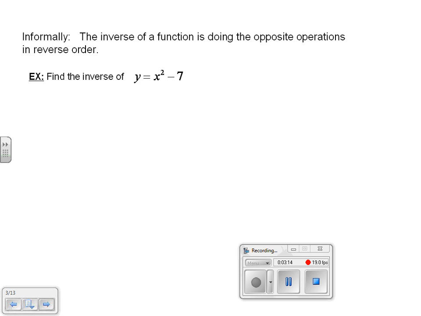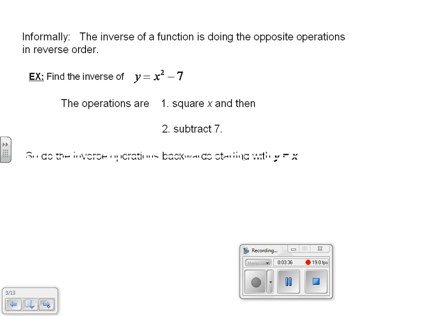When you look at this, if you're going to put a number in for x, what would you do? Hopefully you would square it first, and then subtract that 7. So the operations are: square x, and then subtract 7. We're going to do the inverse operations backwards. It's helpful if you start with the equation y equals x, so you have something to work with.